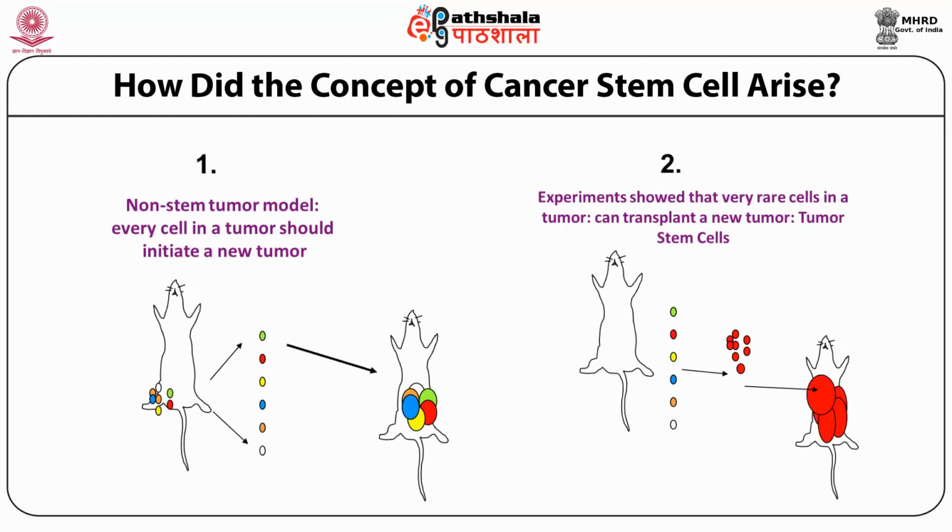How did the concept of cancer stem cell arise? In the earlier days, the most popular consensus, as shown in part 1, was that every cell has an equal potential to form a cancer. For instance, in this image 1, there are a number of balls which are all differently colored. If all of them have a property to form a tumor, you will end up having a heterogeneous mass consisting of all the different colored cells.